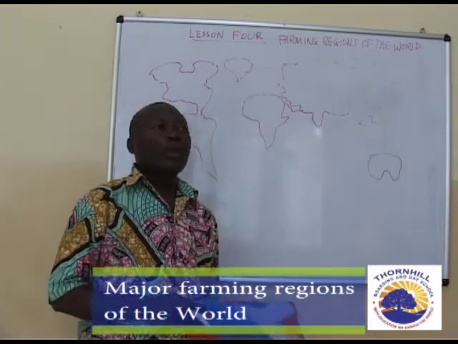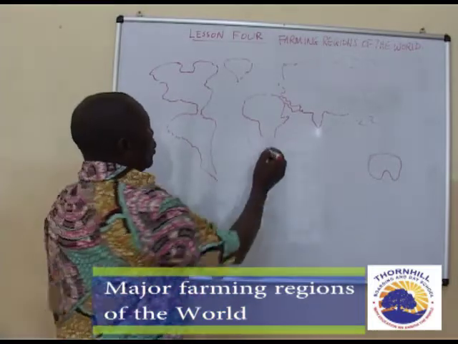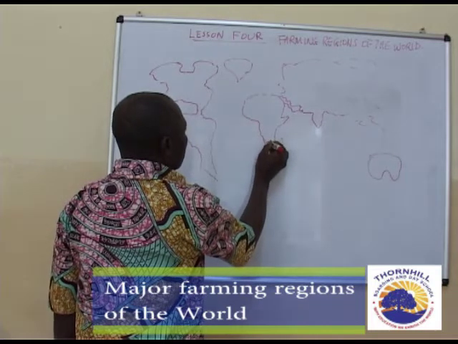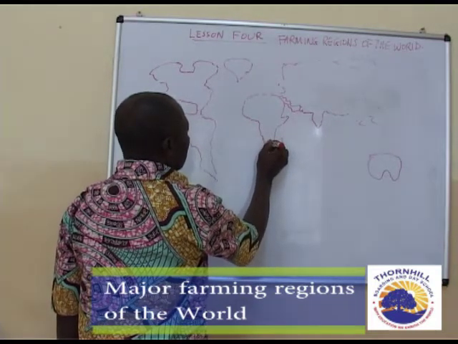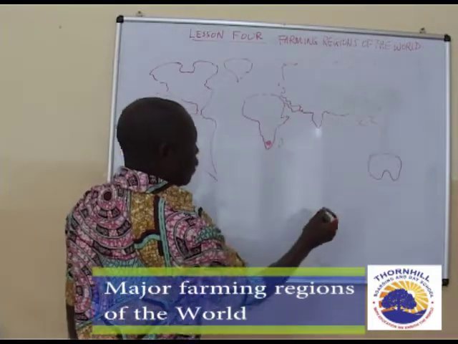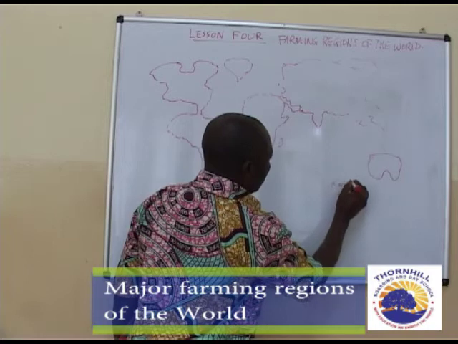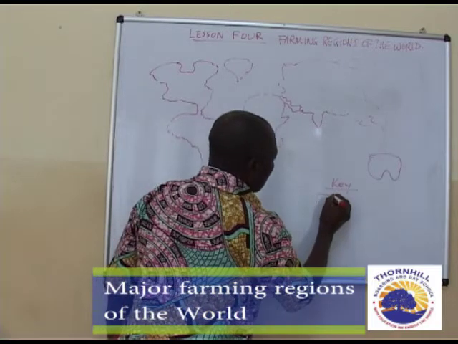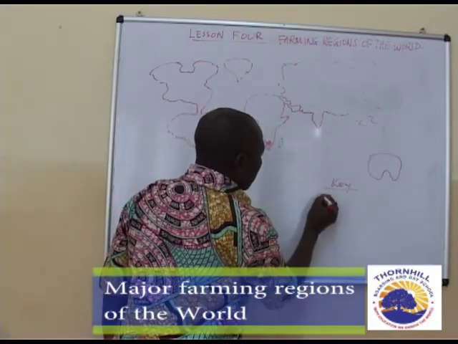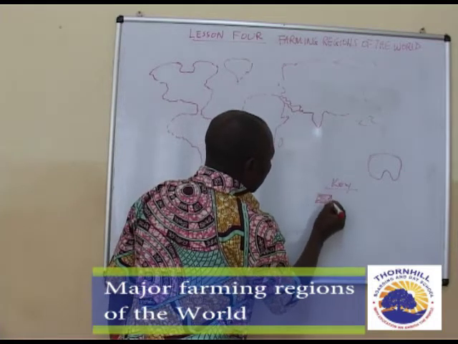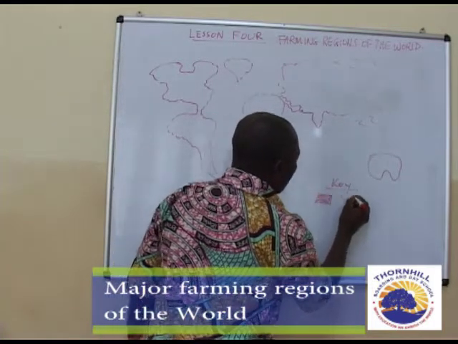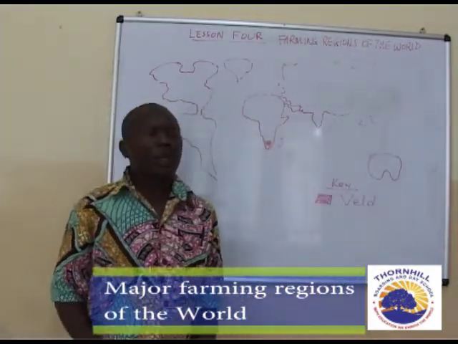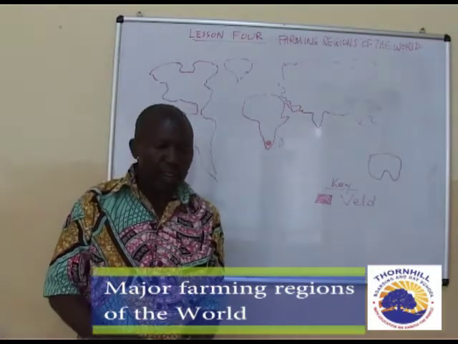The first region we are going to look at will start from our continent, Africa. We are going to look at this region which is called the veld. I will have my key there. Every map is supposed to have a key to guide somebody to know what they expect. That is, this area is called the veld. The veld is found in southern Africa. It is a grassland.